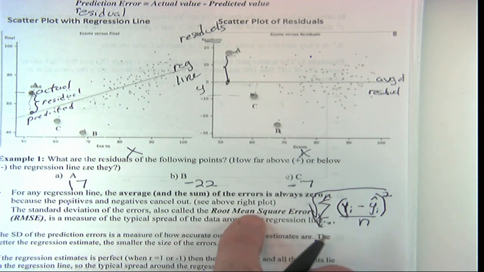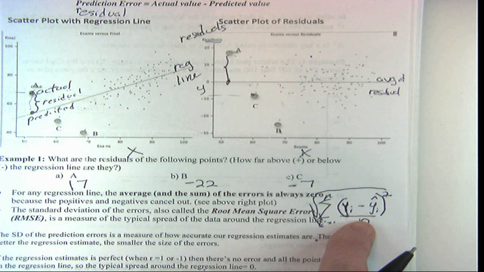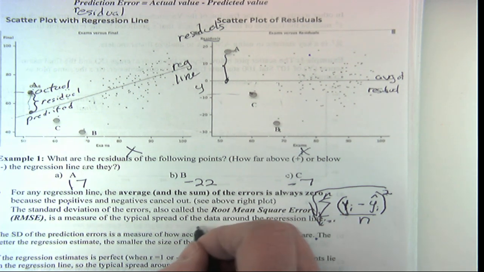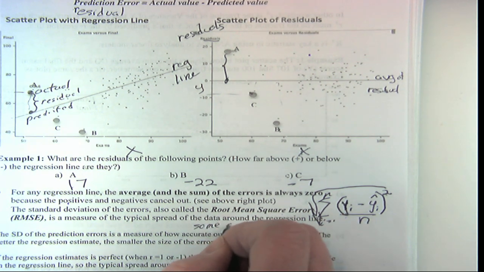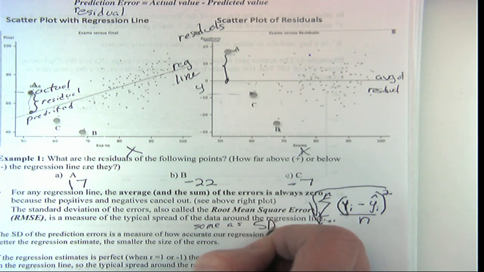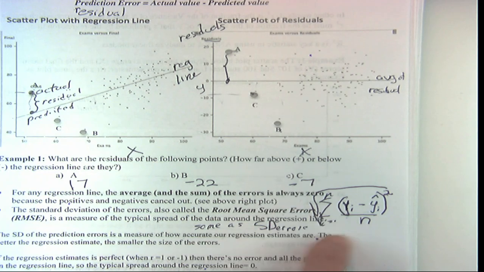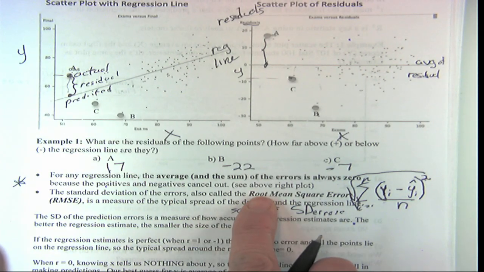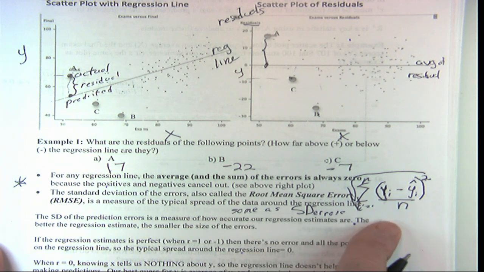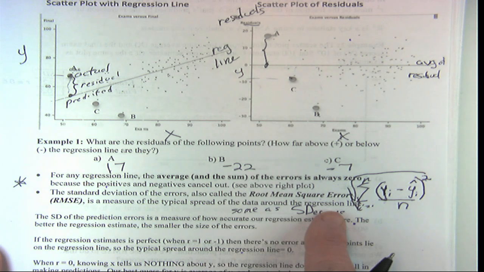So that's called the root mean square error, the same as the standard deviation of the errors. Those two things are the same. Okay? So it's the way we always take a standard deviation. All right. And it's a measure of the typical spread around the regression line.